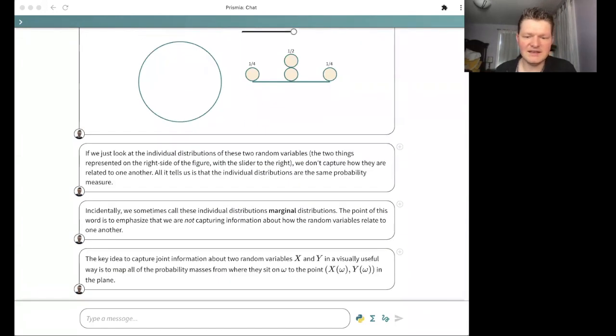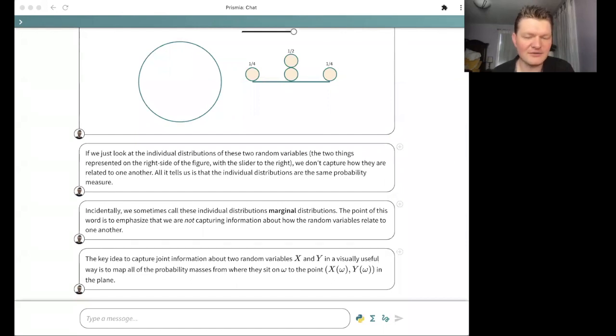So the key idea that we're going to use in order to rise above this, to capture joint information that's not contained in the two marginal distributions, is to take every probability mass, and instead of mapping it to a number line, we're going to map it to the plane. So we're going to have two random variables, X and Y, that we want to understand the relationship between. In this case, it's going to be number of heads, number of tails. And we want to map all those probability masses. Each probability mass goes to the point (X, Y) for that probability mass. So that outcome is associated with a particular X value and a particular Y value. Put those together in an ordered pair. That's where that probability mass goes. So we're going to end up with a probability measure on the plane.